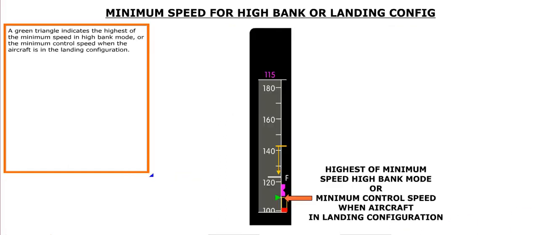A green triangle indicates the highest of the minimum speed in high bank mode, or the minimum control speed when the aircraft is in the landing configuration.